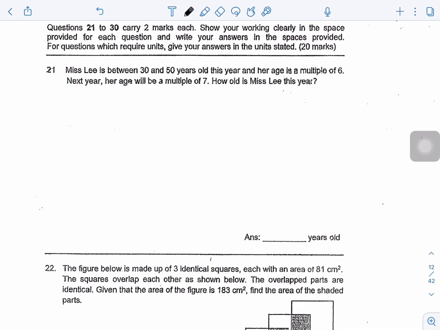Question 21. Miss Lee is between 30 and 50 years old this year, and her age is a multiple of 6. Next year, her age will be a multiple of 7. Next year, she will be 1 year older. How old is Miss Lee this year, right now? Okay, so she's between 30 to 50. We are going to look for multiples of 6 first. The first multiple of 6 is 30, right? 30, 36, 42, 48. The next one is 54. So that's too big. I'm not going to write it down.